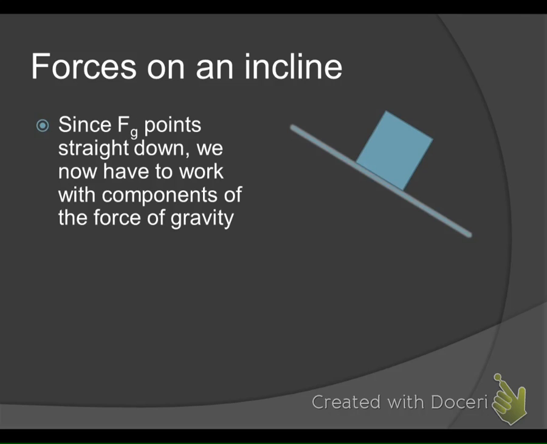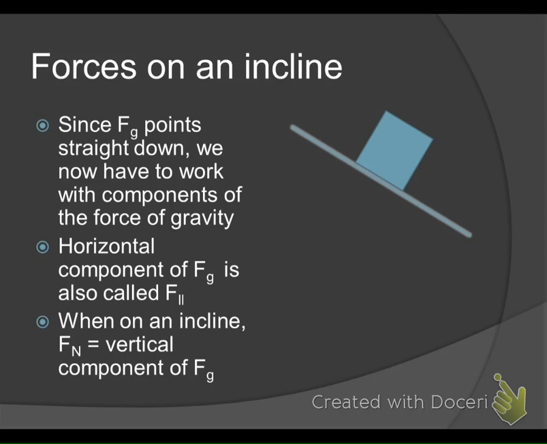Since we know that the force of gravity points straight down, we need to take a little examination of the force of gravity now. We know gravity would point straight down like that. The normal force would go perpendicular to the surface, like such. So this would be our normal force, and this would be our gravitational force. Now we have two new forces to look at here. Gravity is technically at an angle if we look at our axes being along the incline.